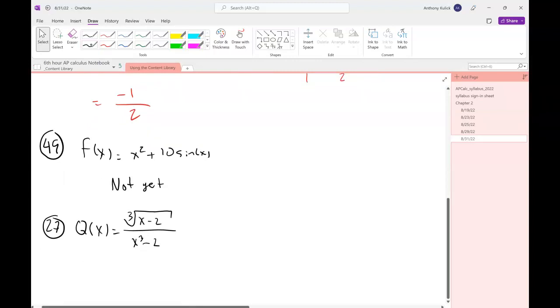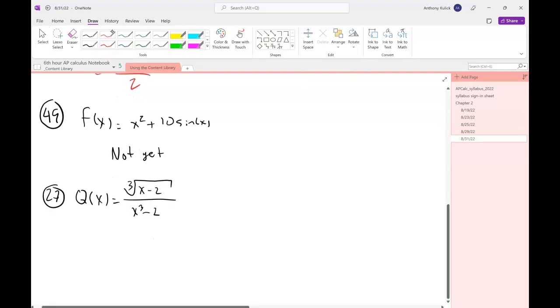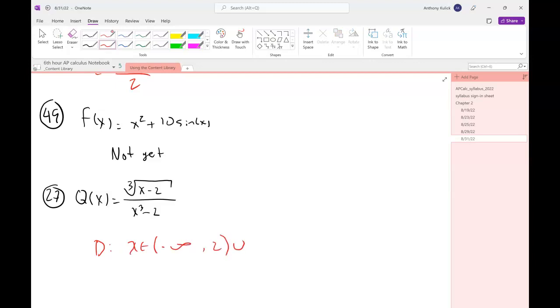And asks us to use theorems 4, 5, 7, and 9 to explain why this function is continuous at every number in its domain and to state its domain. Well, hopefully the domain part should be pretty easy, right? The domain should be x's in negative infinity to 2, union 2 to positive infinity.